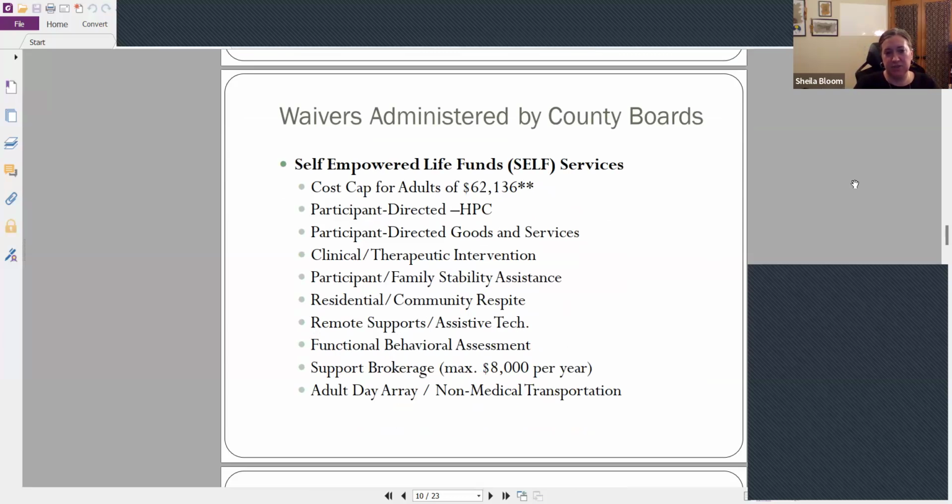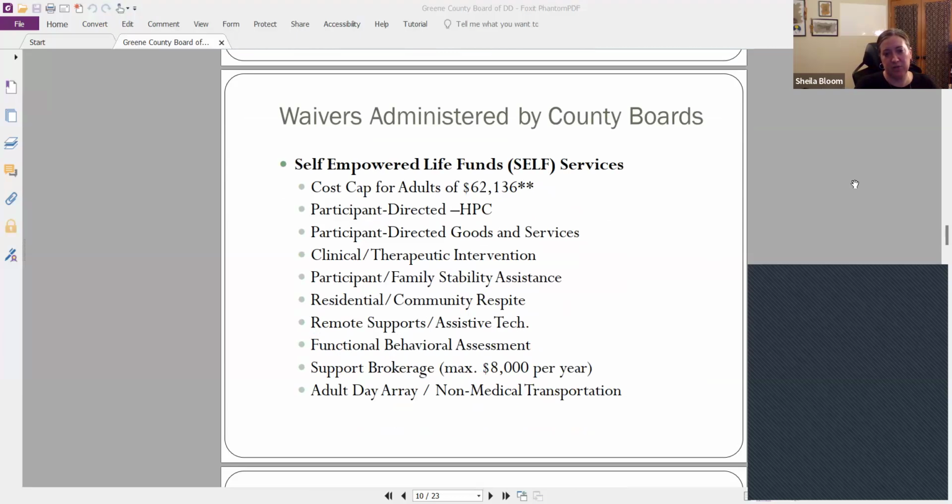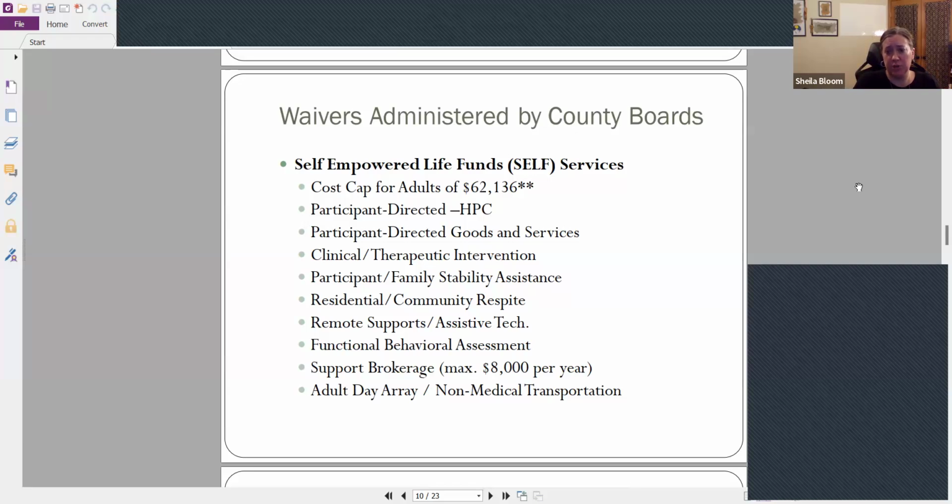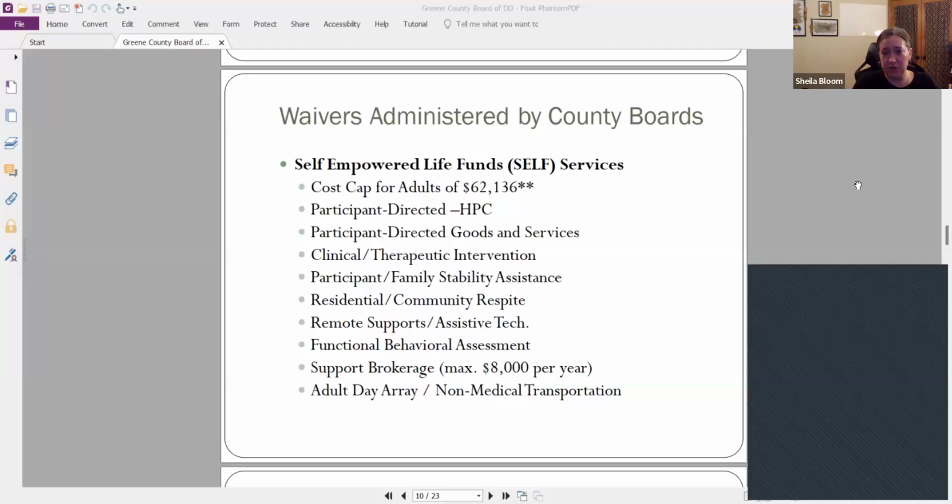Again, the same services are available to adults that are available to children. However, with the addition of adult day array and non-medical transportation. So non-medical transportation is going to be any transportation to volunteer sites, employment, day programming, community integration, those kinds of services. Adult day array can be going to a specific facility or location, outings in the community, or employment services, job coaching. As long as it's through OOD, it is a little bit different than job coaching through waiver services. A lot of times they will go hand in hand and follow each other, but they're not typically done at the same time.